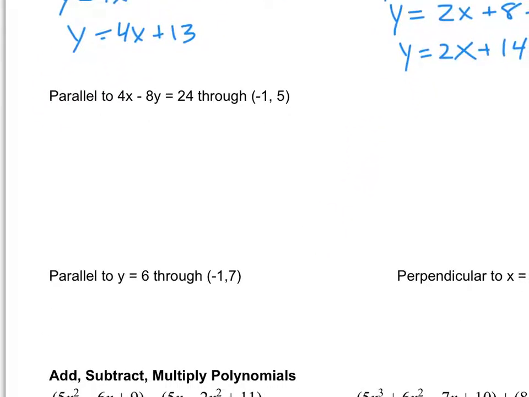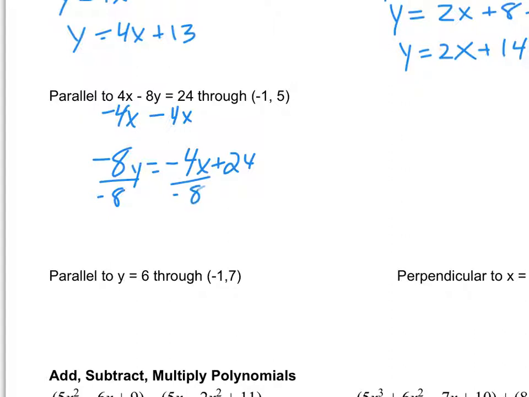The next one is different because it hasn't been solved for y yet. So the first thing I need to do is solve for y. So I'm going to minus 4x from both sides. So negative 8y equals negative 4x plus 24. Divide by -8. So y equals 1/2 x minus 3.